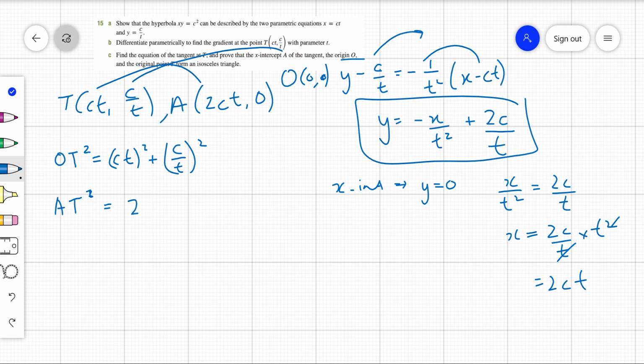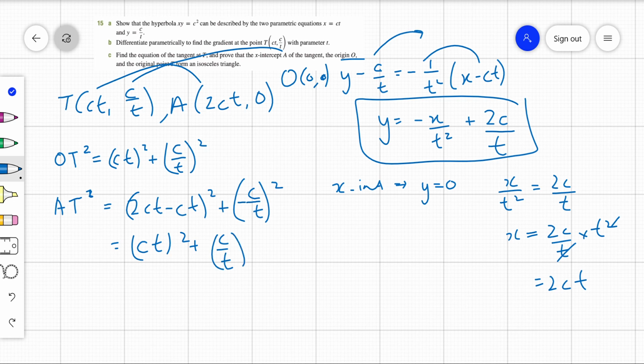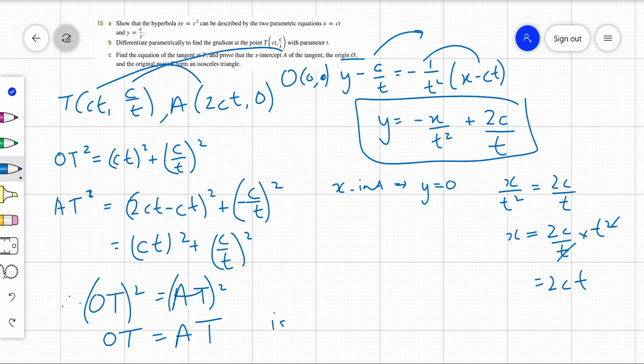So we've got 2ct minus ct squared, plus c on t minus 0 squared, same thing. So you can see we still get ct squared, and we still get c on t squared, because negative times negative is a positive. So we know that OT squared is AT squared. Therefore OT equals AT, and therefore it's an isosceles triangle. You could find the third side, OA, and it's very clearly the distance is 2ct, so it's got to be isosceles. Alright, I hope that helps.